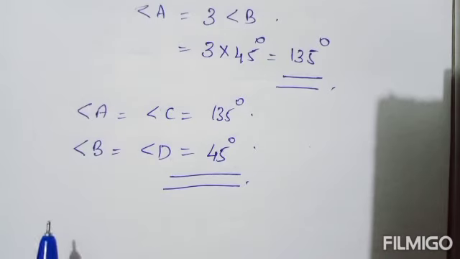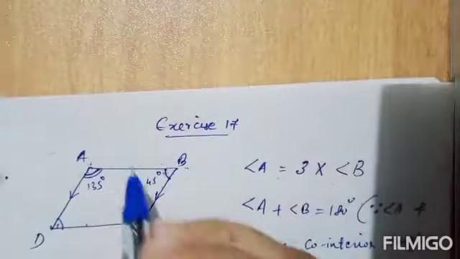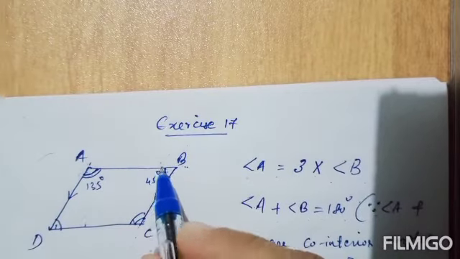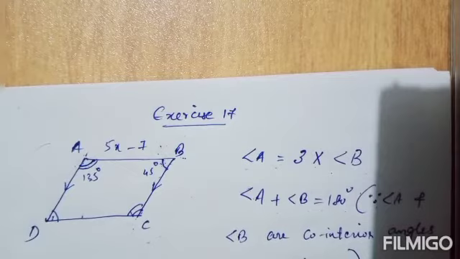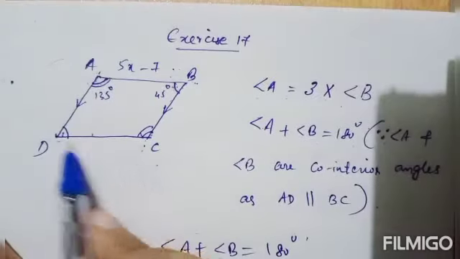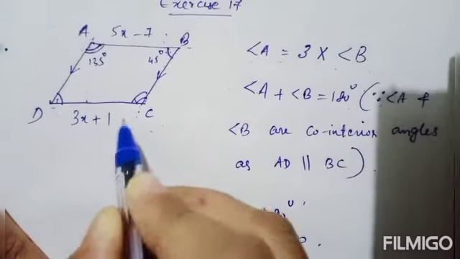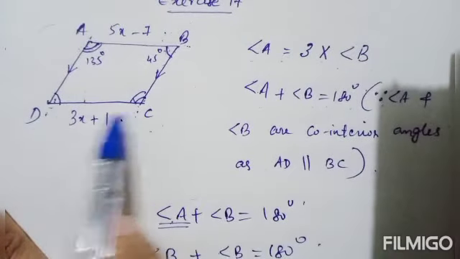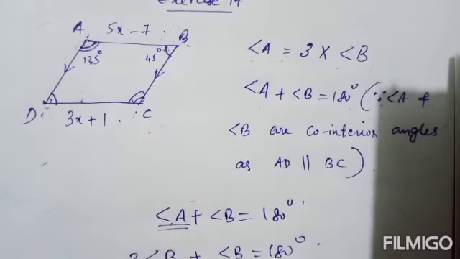Now, in that one more question is there. If AB equal to 5x minus 7 and CD equal to 3x plus 1. So here AB, this is the side, this is given 5x minus 7. And CD, it is this side, it is given 3x plus 1. You have to find the length of CD. So which property can we use here?